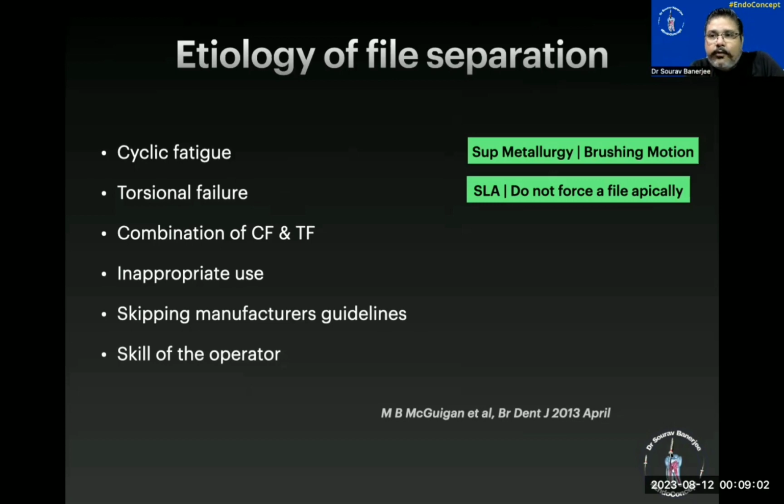The best way to avoid torsional failure is creating a straight line access. As you go down, you should see that the file is engaging only a particular portion or zone of the canal, not the entire length of the canal. If the file engages the entire length of the canal, the chances of torsional failure increase a lot.